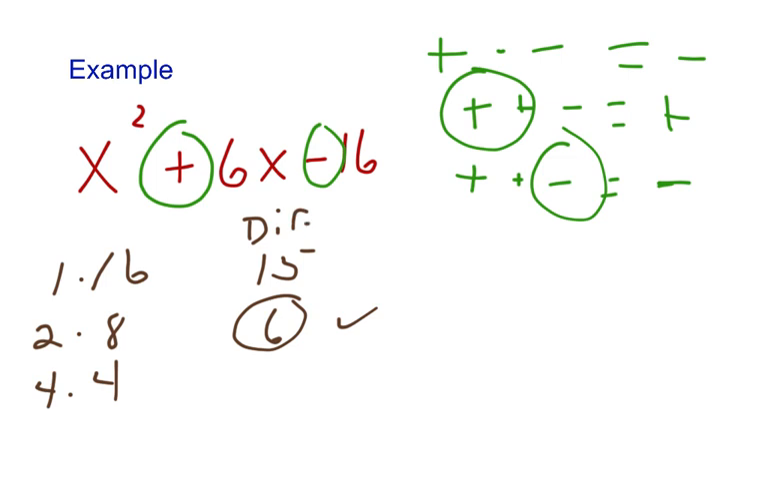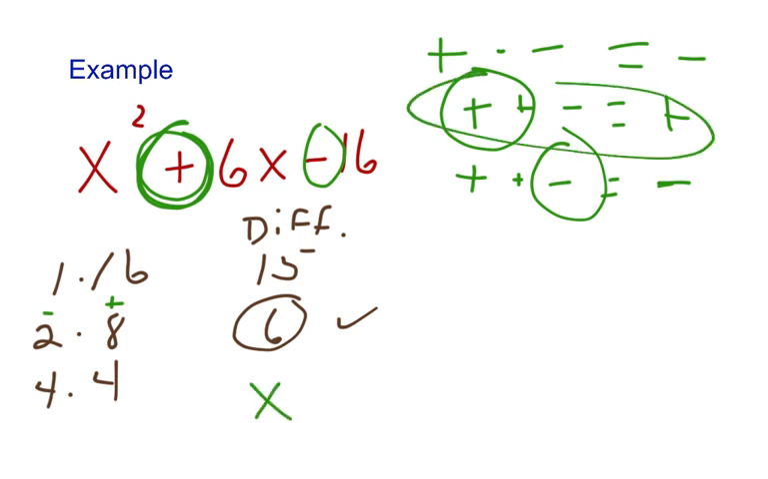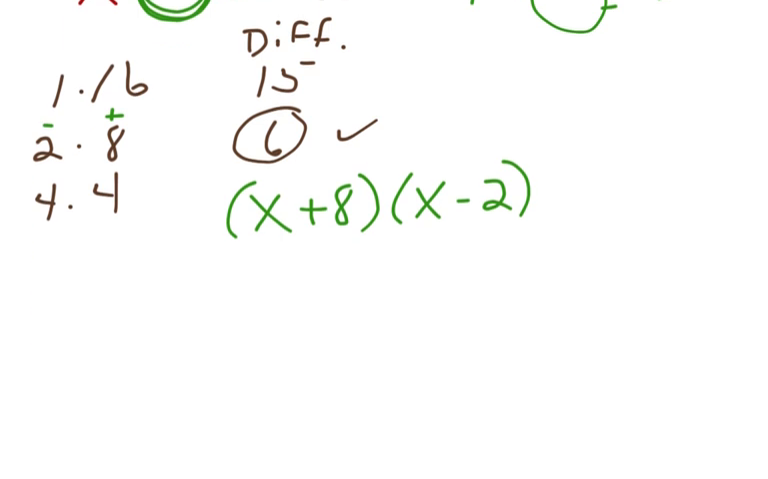That means subtraction. So, do I want this to be positive and this to be negative, or vice versa? Well, since it's positive 6, that means the positive is bigger. So it's going to be x plus 8 and x minus 2. Okay? x plus 8, x minus 2. Alright, let's do another. Another example here.